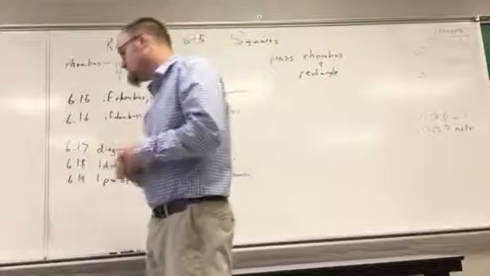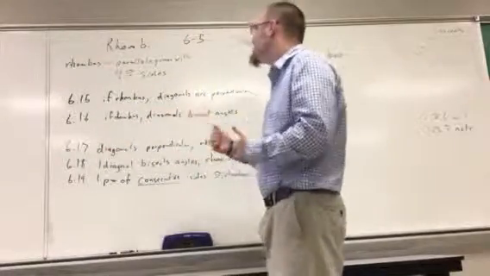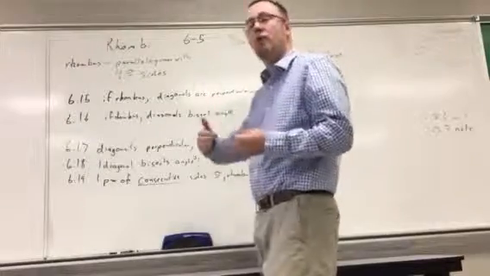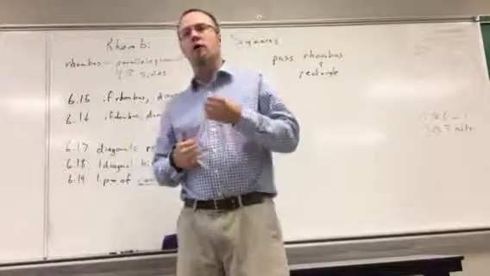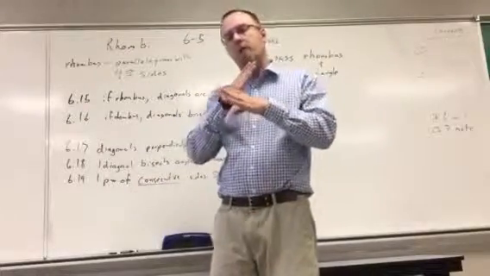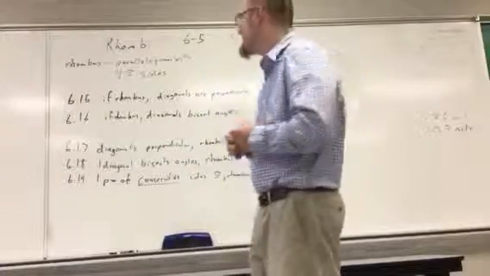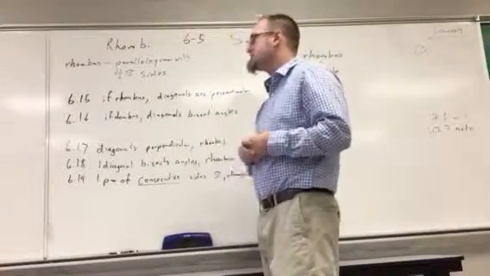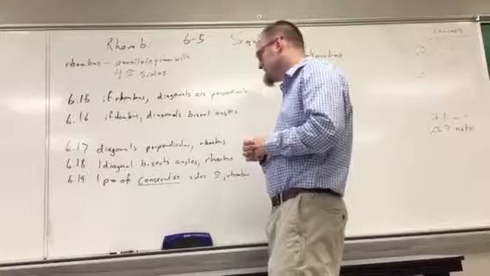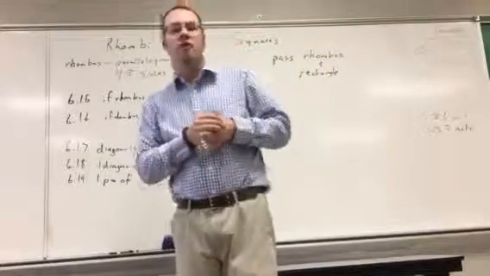There's a couple of things that you need to make sure to have down in your notes. 6.15, if it's a rhombus, the diagonals are perpendicular. So not only do we have the parallelogram where the diagonals are bisecting one another, but in this case they're actually perpendicular bisectors of one another. And then 6.16, if it is a rhombus, the diagonals also bisect the angles on the edge.